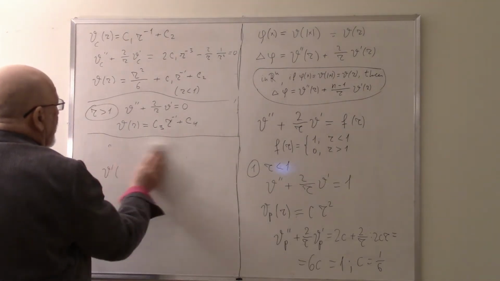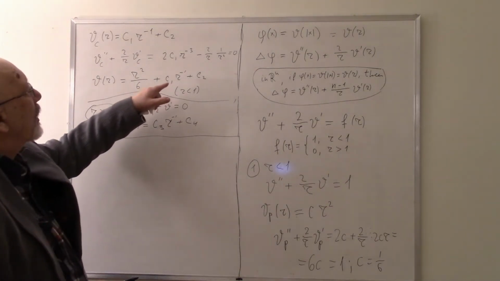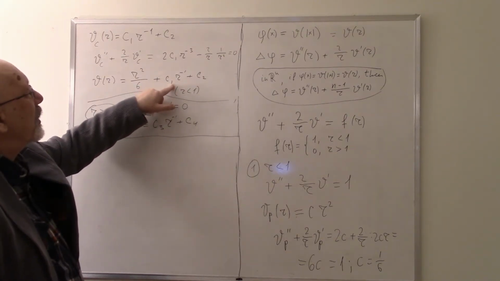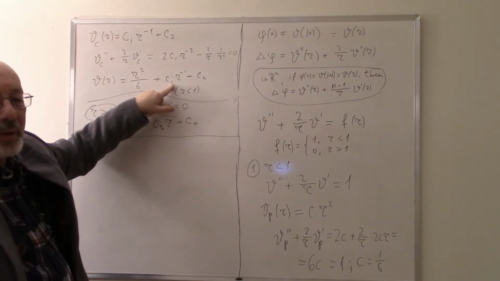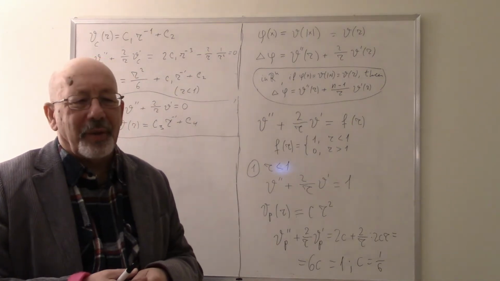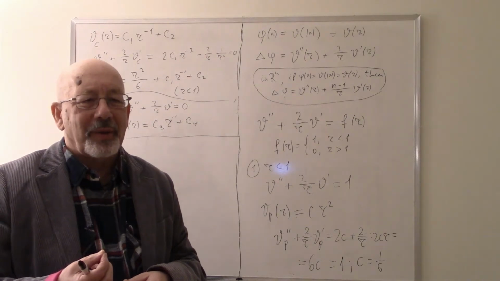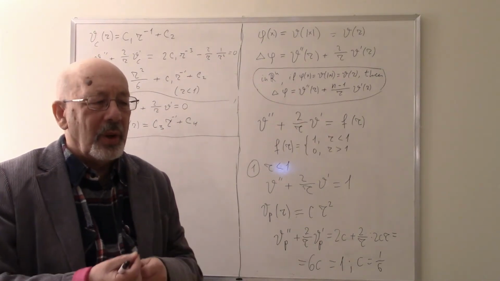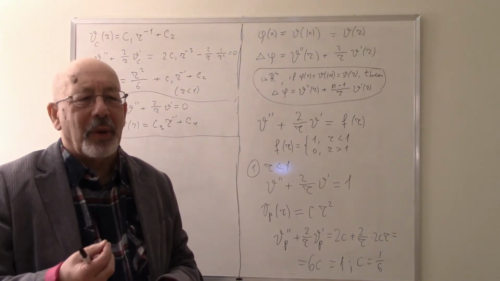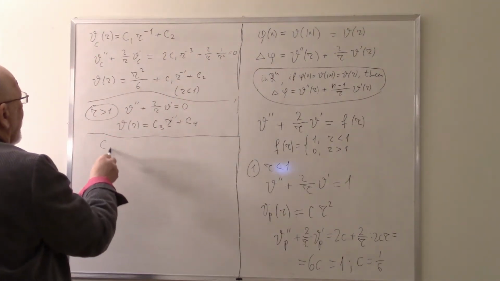I want to exclude some terms here from the beginning. First of all, this term goes to infinity when r goes to 0. So it is non-physical. There is nothing singular at the center of the ball. Yes, it would go to infinity if there was a point mass at the center. If there is no point mass, there is no singularity. So we have to conclude that C1 equals 0.